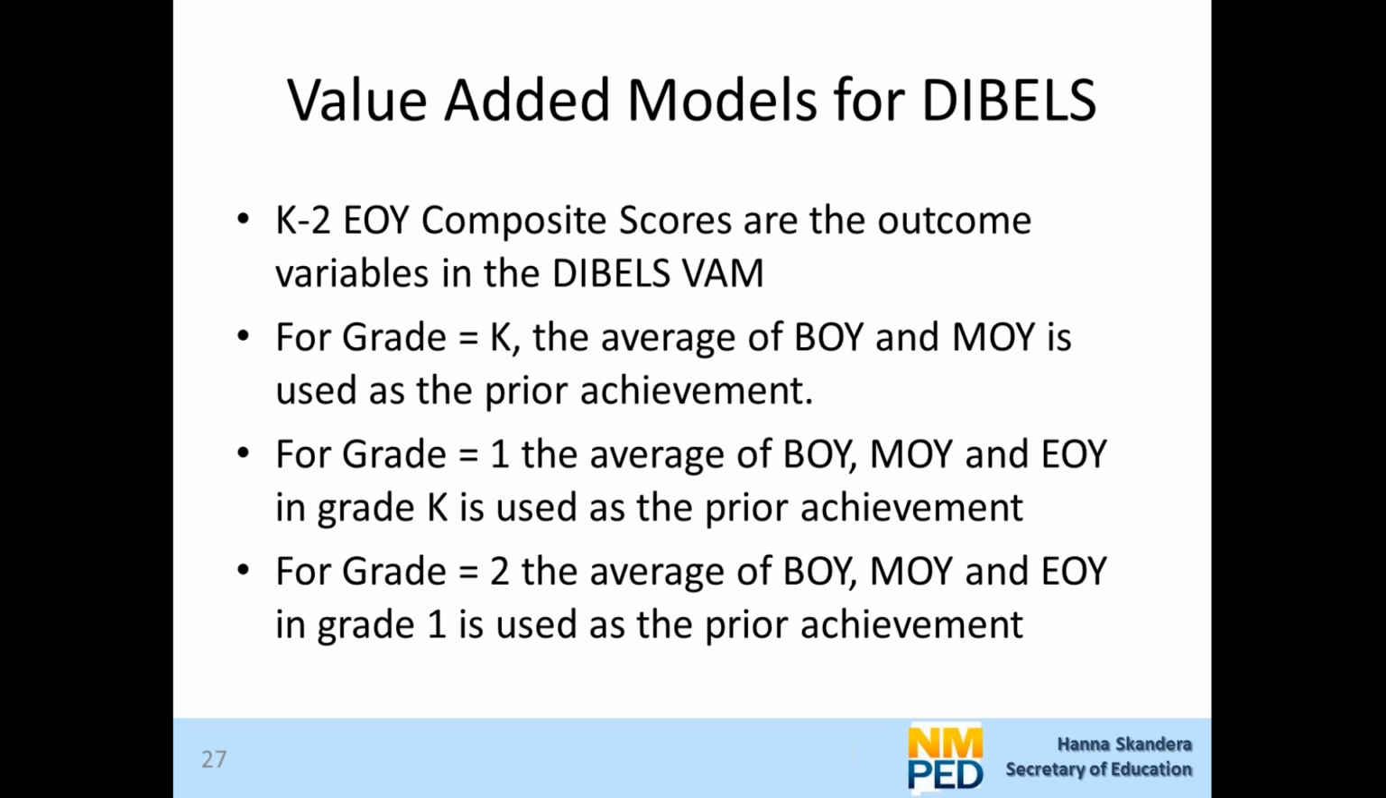For first grade, it's the average of the beginning of year, middle of year, and end of year in kindergarten that is used as the prior achievement. And for second grade, it's the average of the beginning of year, middle of year, and end of year in first grade that is used as the prior achievement. And it's those prior achievements which help set the academic peer groups. So your students are only being compared against other students with a similar score history.